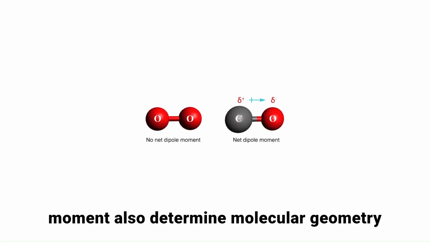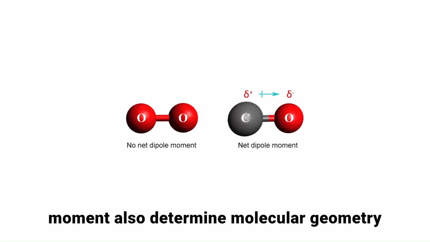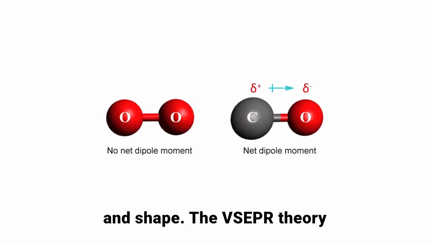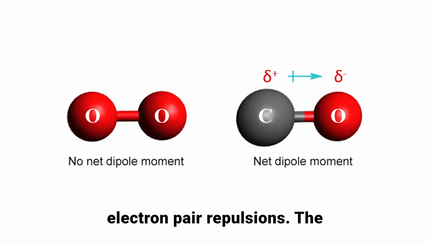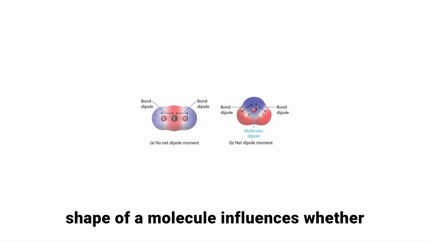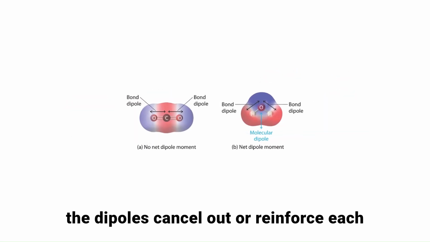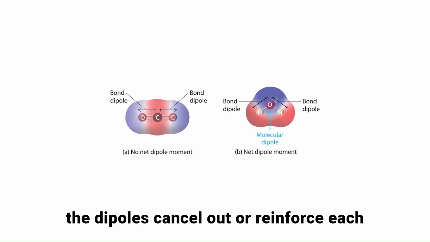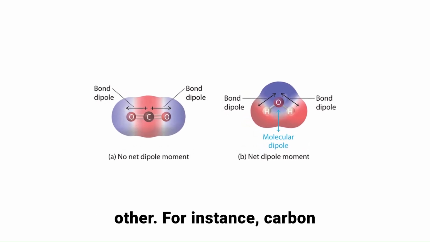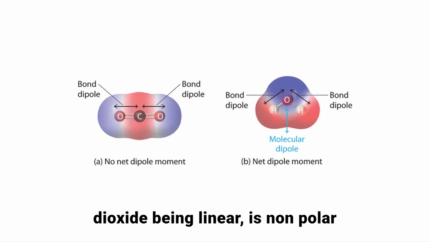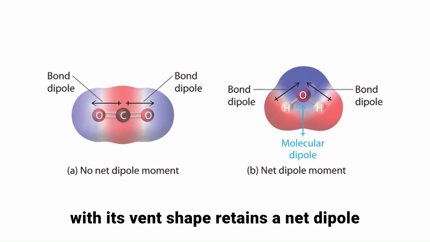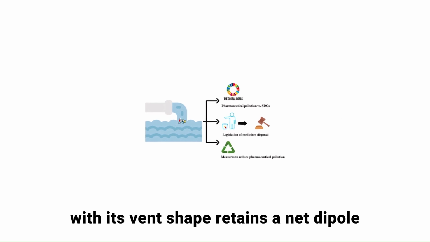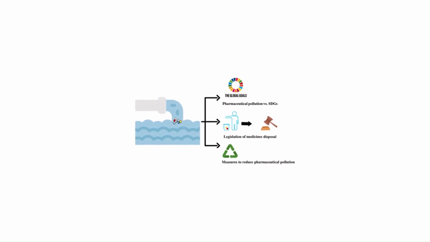Polarity and dipole moment also determine molecular geometry and shape. The VSEPR theory helps predict molecular shapes based on electron pair repulsions. The shape of a molecule influences whether the dipoles cancel out or reinforce each other. For instance, carbon dioxide, being linear, is nonpolar despite having polar bonds, while water, with its bent shape, retains a net dipole moment, making it highly polar.